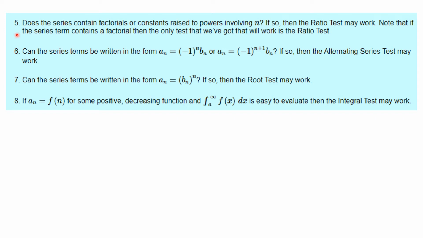Number five, does the series contain factorials, or constants raised to powers involving n? If so, then the ratio test may work. Note that if the series terms contain a factorial, then the only test that we've got that will work is the ratio test. Number six, can the series terms be written in the form a sub n equals minus 1 to the n b sub n, or a sub n equals minus 1 to the n plus 1 b sub n? If so, then the alternating series test may work.